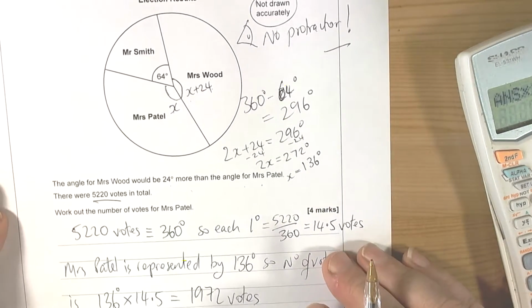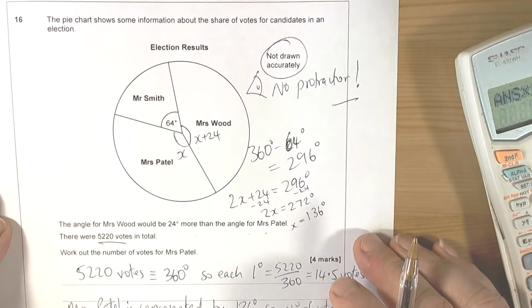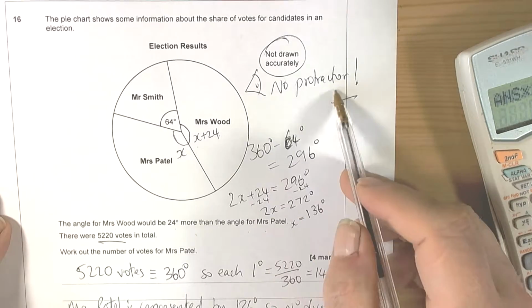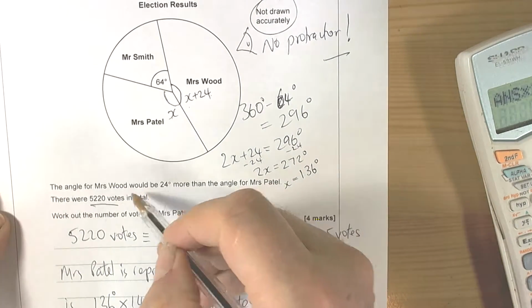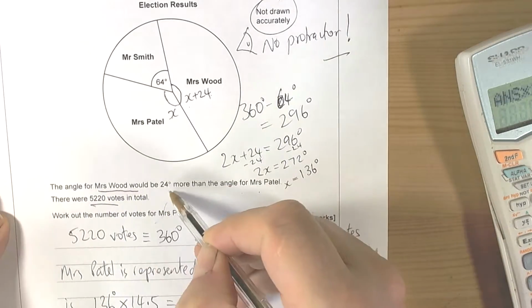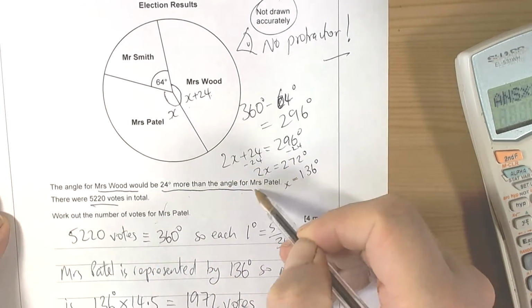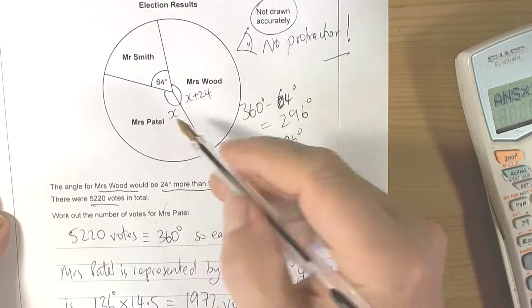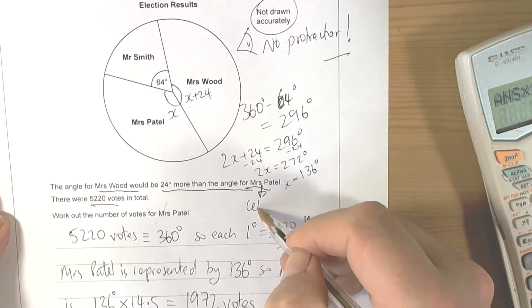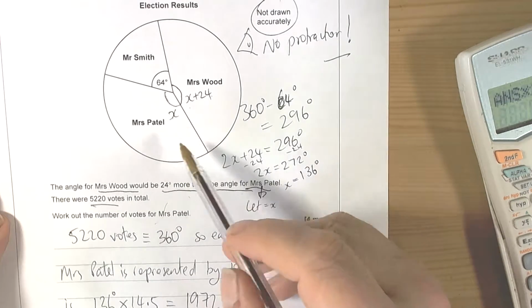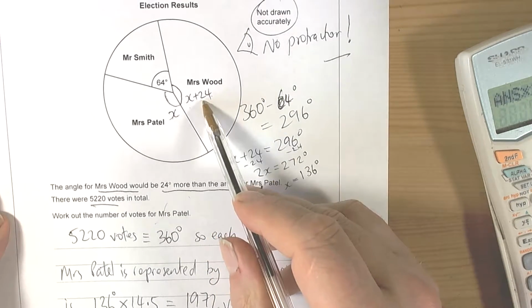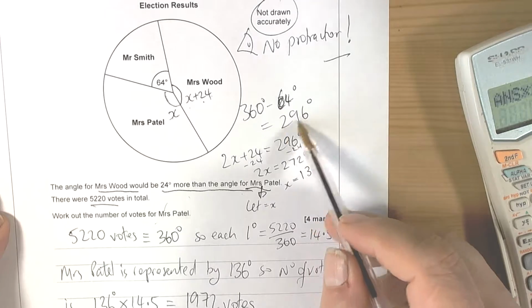Okay, so we look at this question, it's about pie charts. It's not been drawn accurately, so we can't use a protractor. We've used the information in the question. It told us that Mrs. Wood would be 24 degrees more than Mrs. Patel. So we've said let that equal x, and therefore that was x plus 24. We worked out how many degrees were for both.